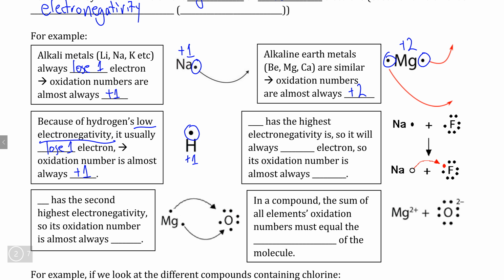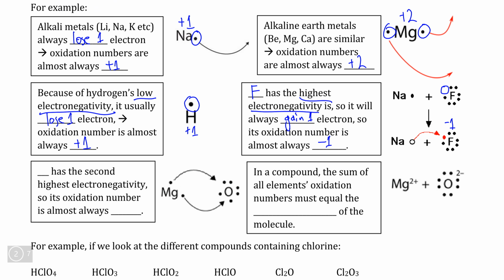Now, if we go to the nonmetals, we of course need to consider fluorine because it has the highest electronegativity by far on the periodic table, and since it only needs to gain one electron to have a full valence shell, when it does gain its one electron, it has a charge of -1, and therefore we can say that fluorine's oxidation number is also pretty much always going to be -1. Likewise, with oxygen, which has the second highest electronegativity behind fluorine, its oxidation number is almost always going to be -2 because oxygen needs to gain 2 electrons to have a full valence shell.